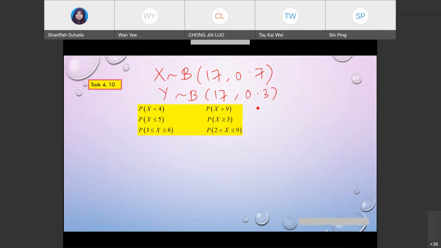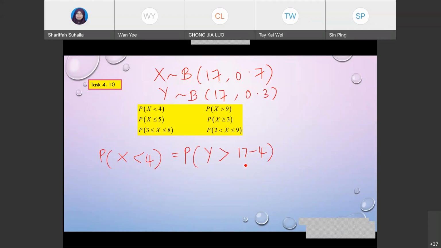So we change the inequality. Again, you have X less than 4, so we change to Y. Follow this one: Y greater than 17 minus 4. So probability Y greater than 13.